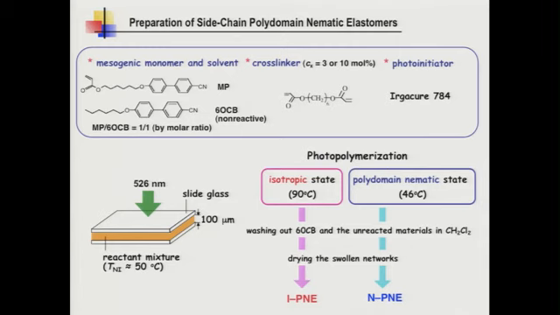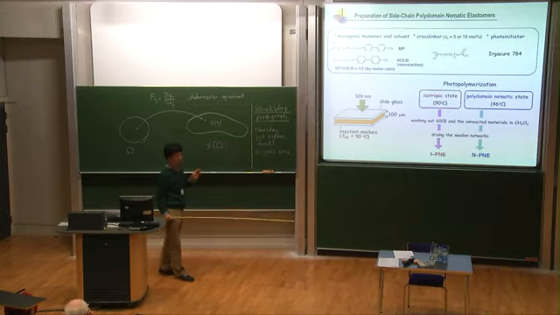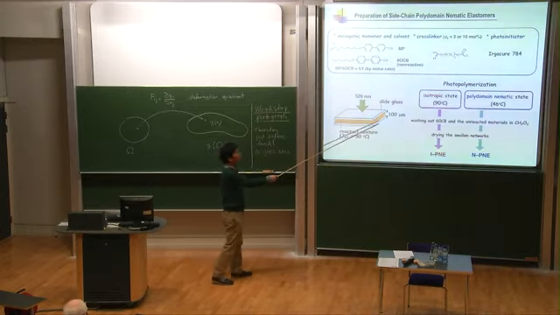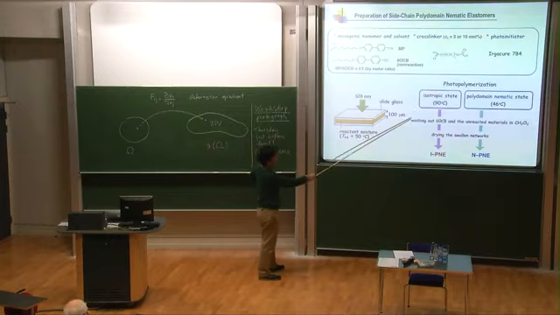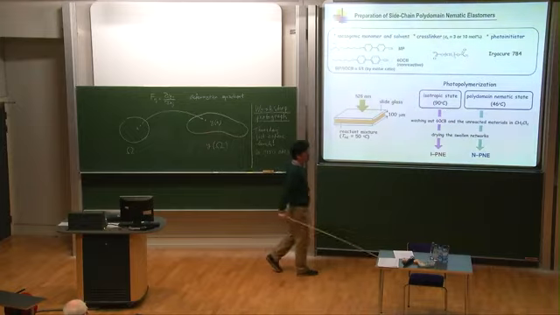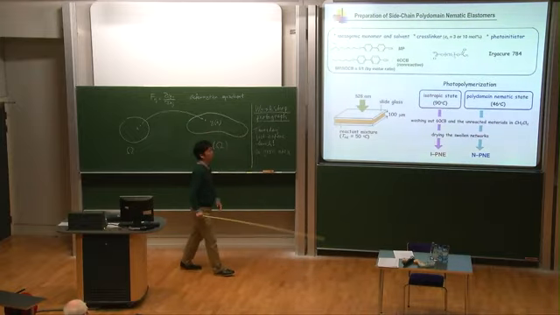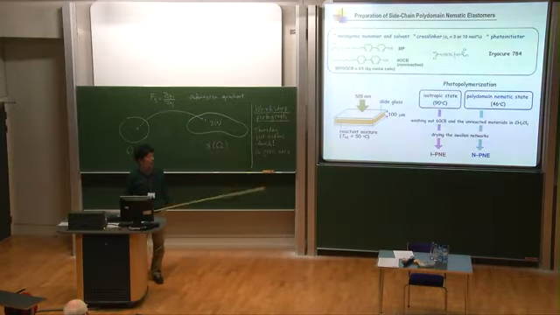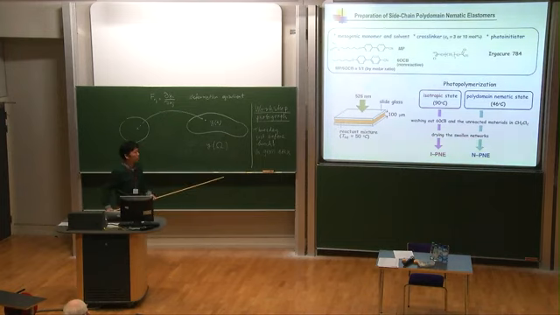So to obtain the elastomer with two different genesis, we simply vary the temperature for cross-linking. So the phase transition temperature of this nematic mixture is around 50 degrees. So we use the two different temperatures for cross-linking. So this one corresponds to the isotropic state. This one corresponds to polydomain nematic state. So along this line, we obtain the two types of elastomers.